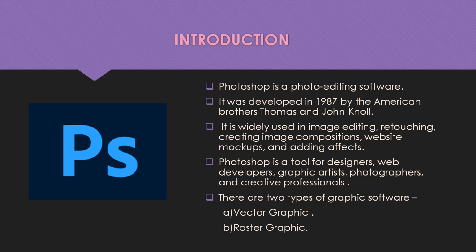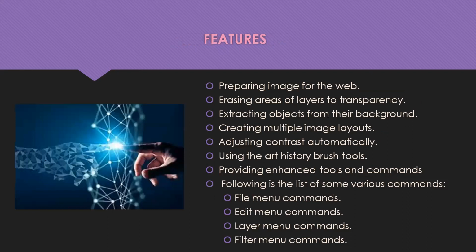There are two types of graphic software. First one, vector graphics. Second one, raster graphics. This software provides many image editing features for raster images as well as vector graphics. In technical language, Photoshop is a raster graphic software, which means it is used to edit raster graphics.